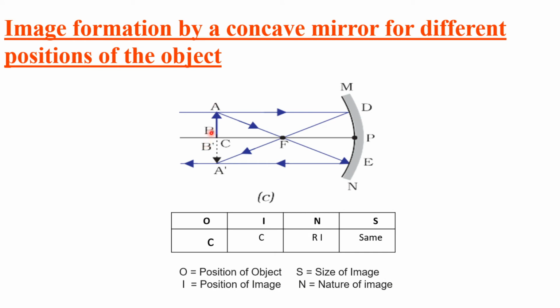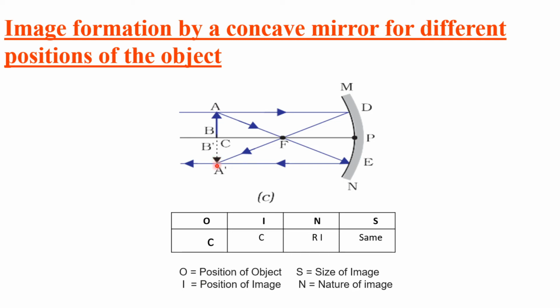Next case: the object is placed at C. One ray parallel to the principal axis passes through the focus, and another ray passing through the focus becomes parallel to the principal axis afterwards. This is the point of intersection, and the image is formed here.